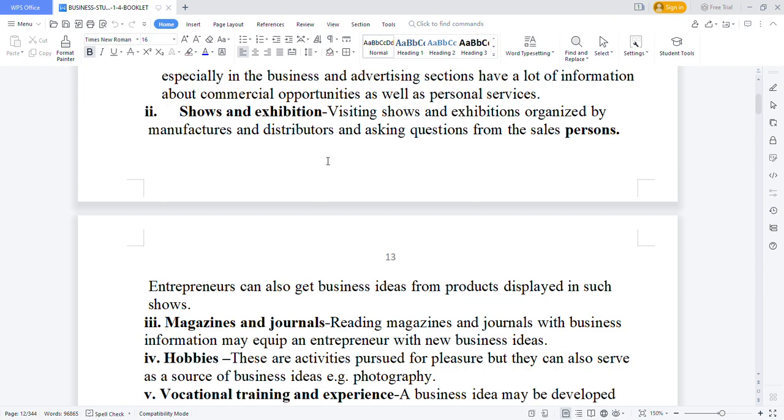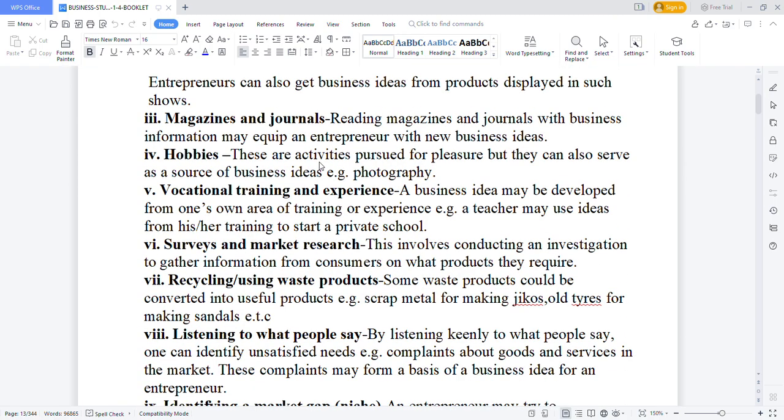Magazines and journals. Reading magazines and journals with business information may equip an entrepreneur with new business ideas.